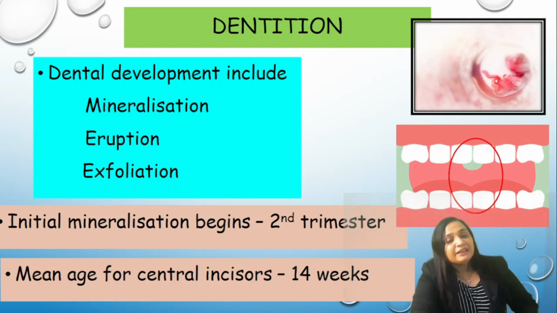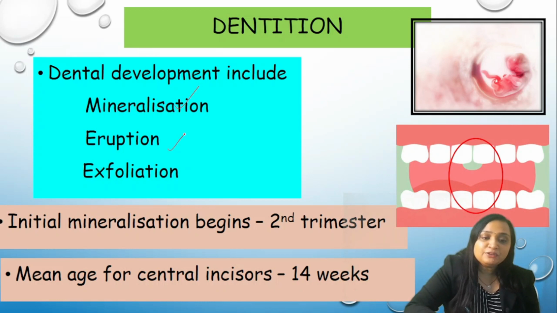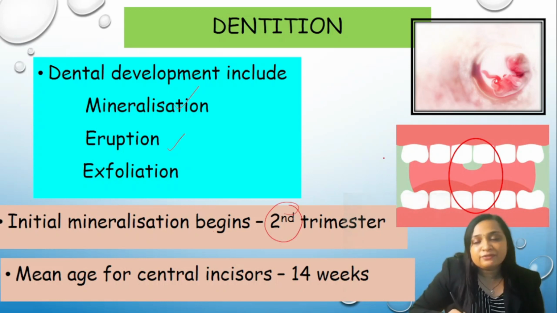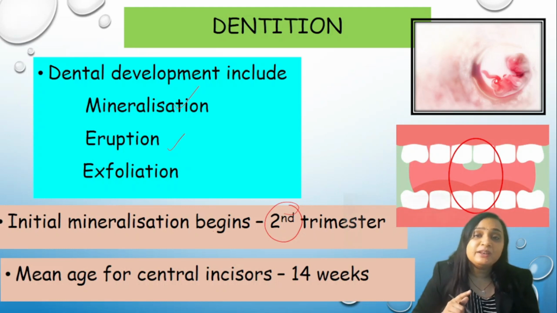So what is dentition? It includes mineralization, eruption of teeth and exfoliation of the teeth. Initial mineralization will start from the second trimester of the intrauterine life. If you remember the growth part 1, everything starts from the intrauterine life. If you have not gone through that series 1 and 2 lecture, I do suggest please go through it. Link is in the description box.